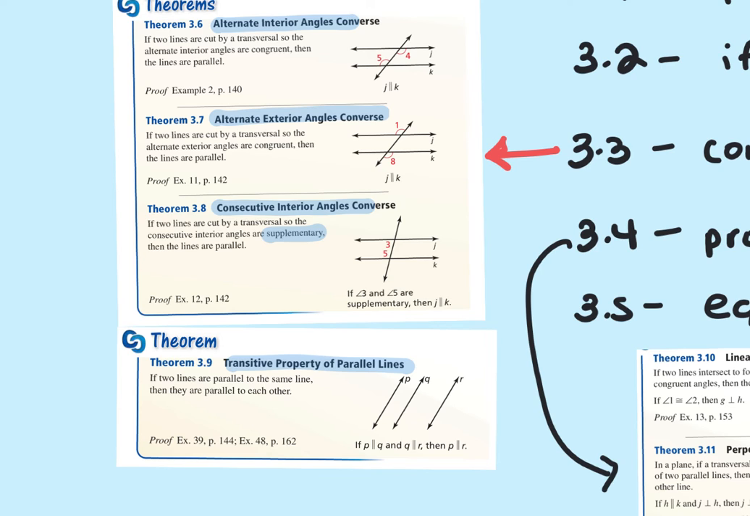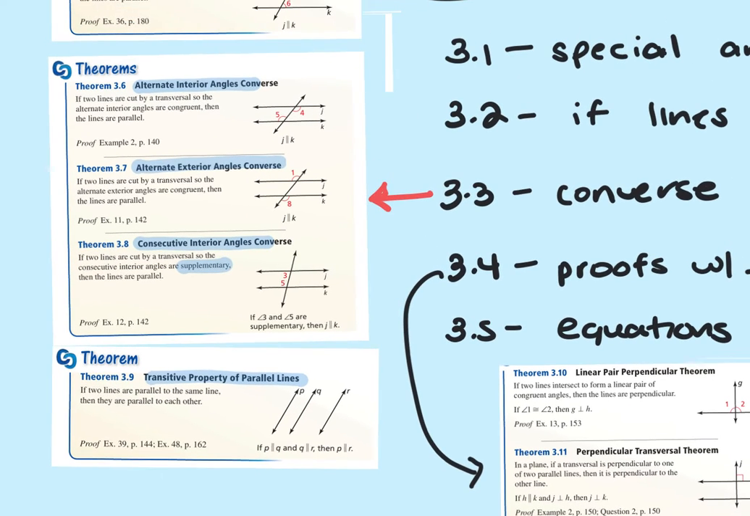And then we added an additional one in 3-4, but there were 5 ways in 3-3 to prove lines were parallel. So you either have to know the name or you have to be able to describe that to me. Like if you forget what it's called, you could literally write, if 2 lines are parallel to the same line, they are parallel to each other. Or you can write the transitive property of parallel lines, okay?